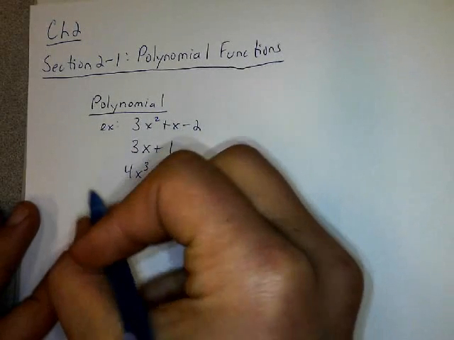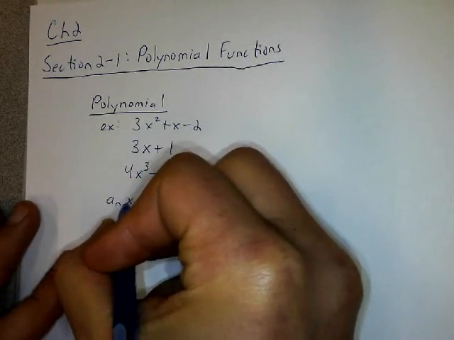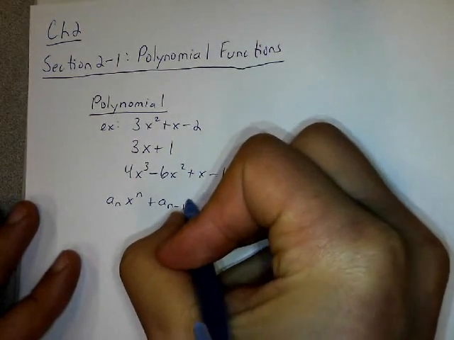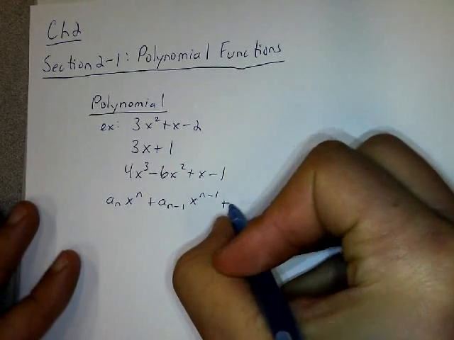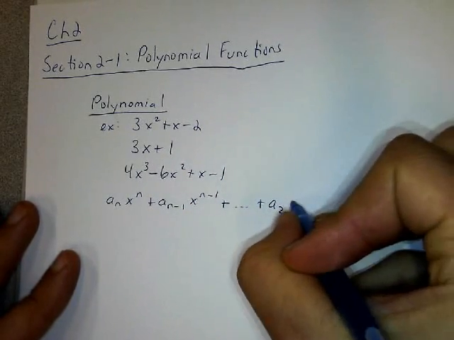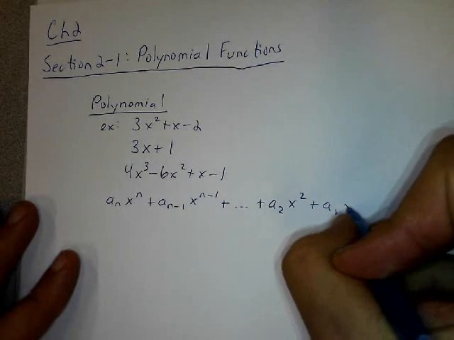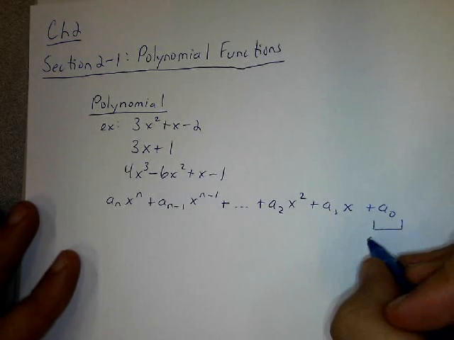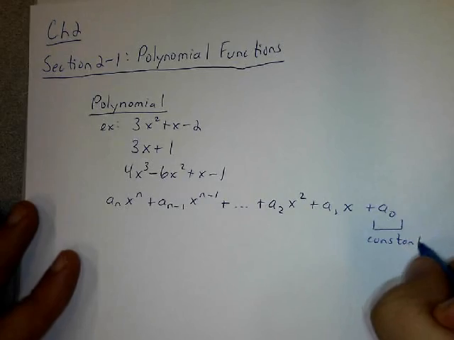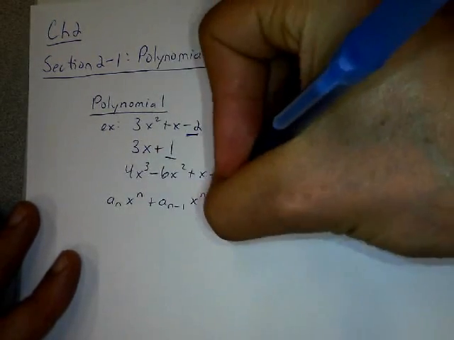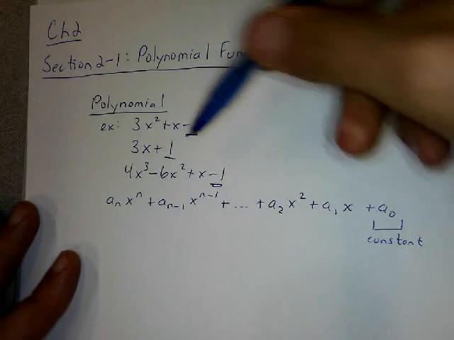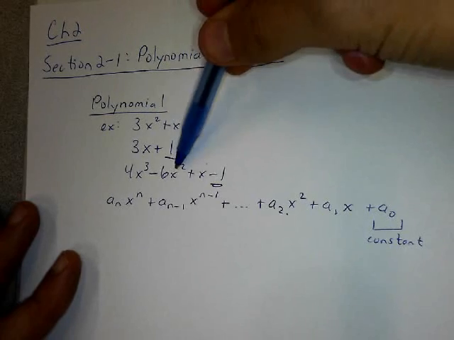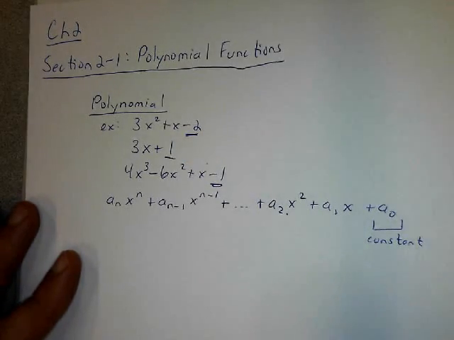In general, the way we write a polynomial function is a sub n x to the n plus a sub n minus 1 x to the n minus 1 plus, and we basically just count down until there's no term. This term here is our constant term, just like up here, up here, and up here. And you can see our x term right there. It's our linear term, our quadratic term, our cubic term would be next, and so forth.